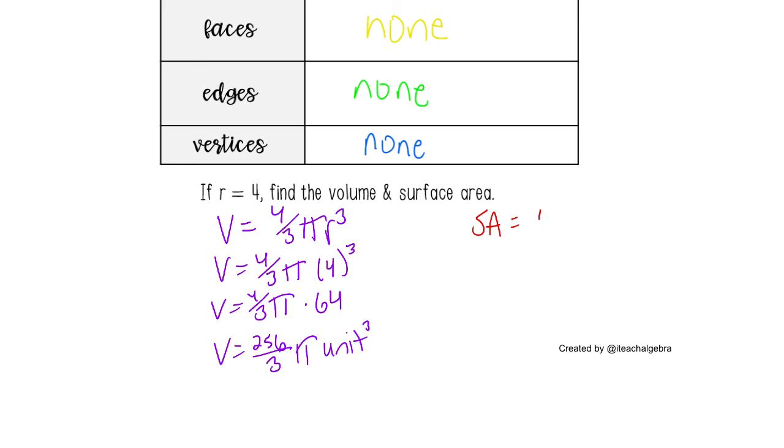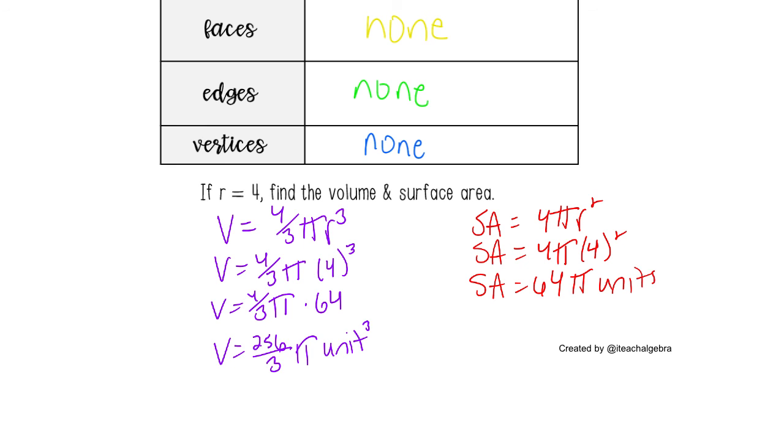Surface area is 4 pi r squared. So the surface area is 4 pi times 4 squared. So that's going to be 64 pi in units squared.